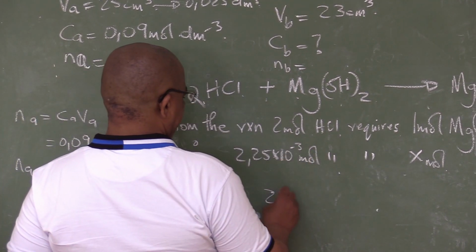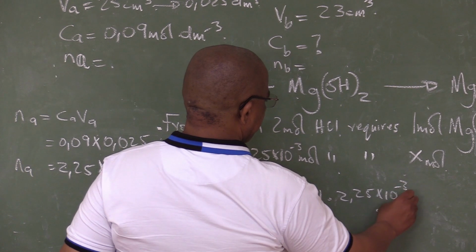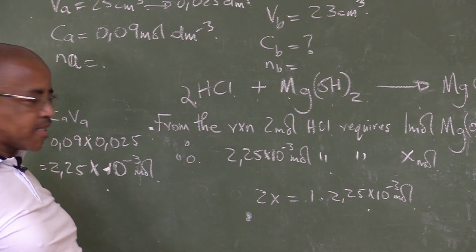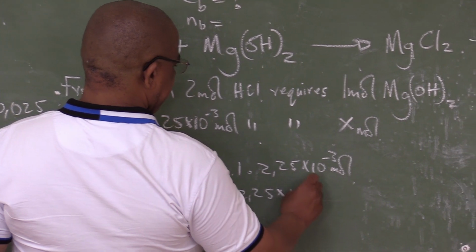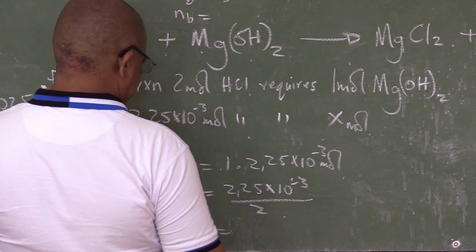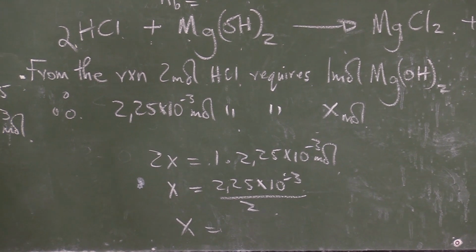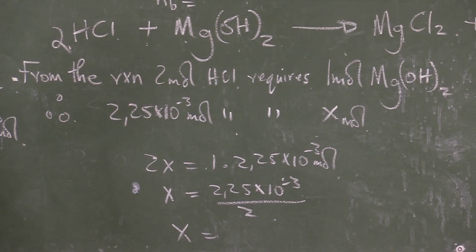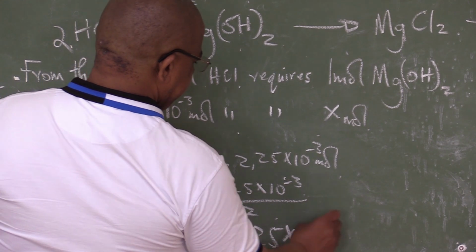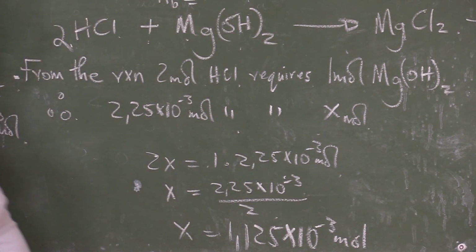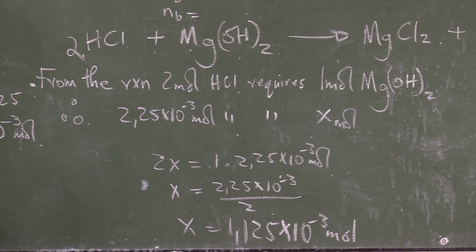As you cross multiply, we have 2x is equal to 1 times 2.25 times 10 to the power minus 3 moles. Then x will be 2.25 times 10 to the power minus 3 divided by 2. I get 1.125 times 10 to the power minus 3 moles. These moles were in the 23 cubic centimeters.